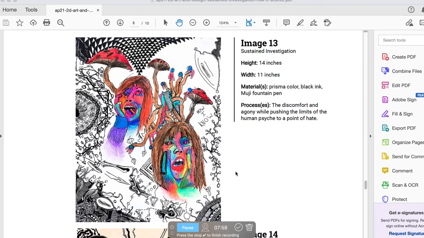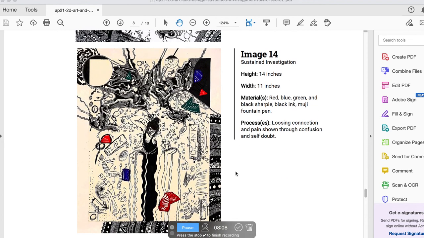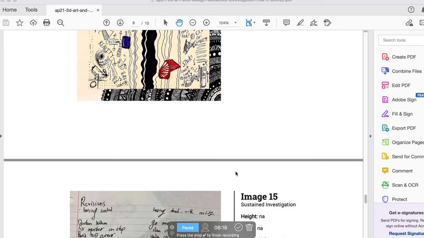Image number 13, Prismacolor, black ink, and Muji fountain pen. Processes: the discomfort and agony while pushing the limits of the human psyche to a point of hate. Image 14, red, blue, green, and black Sharpie, black ink, Muji fountain pen. Losing connection and pain shown through confusion and self-doubt.